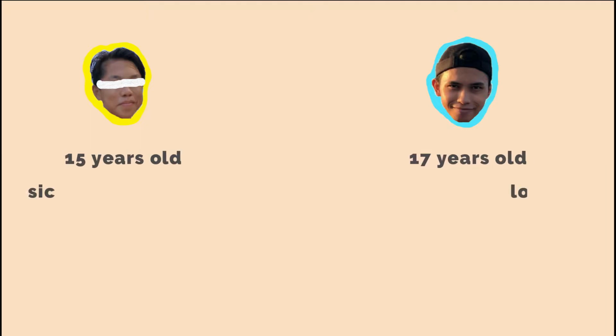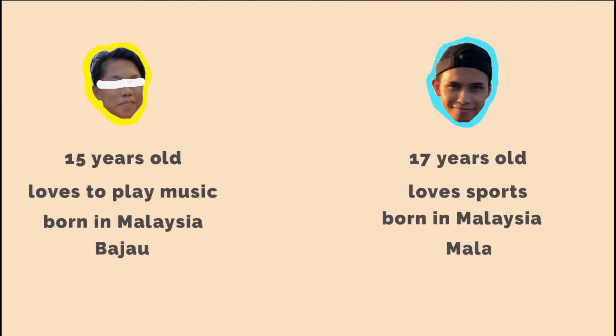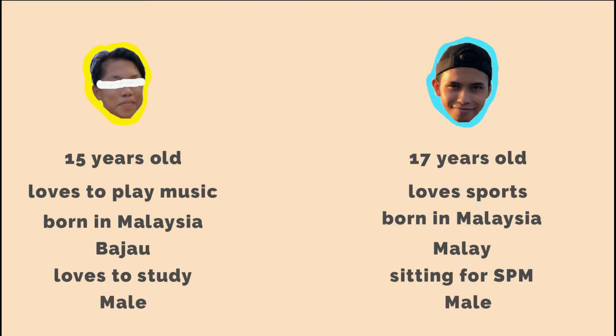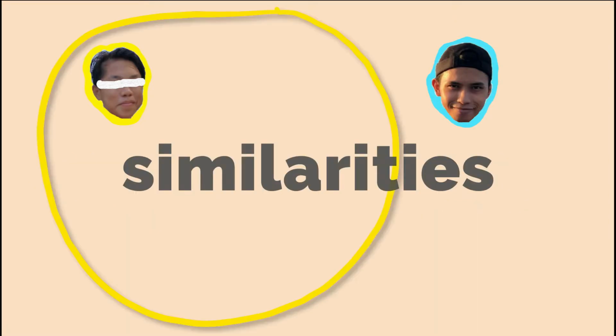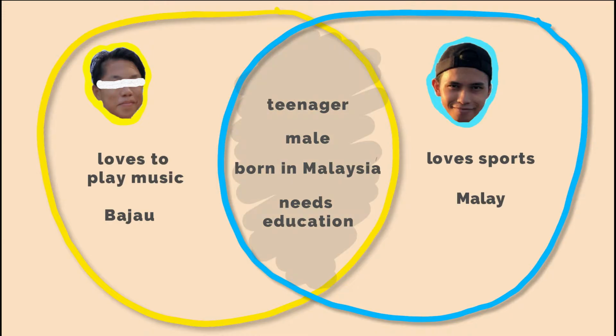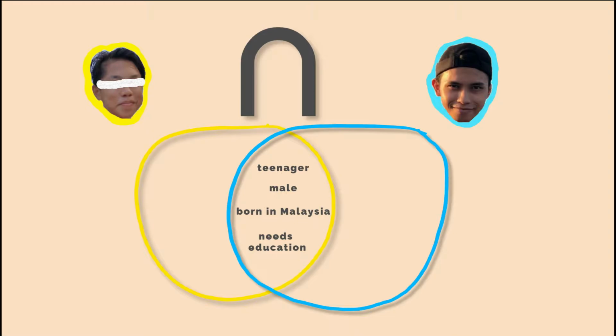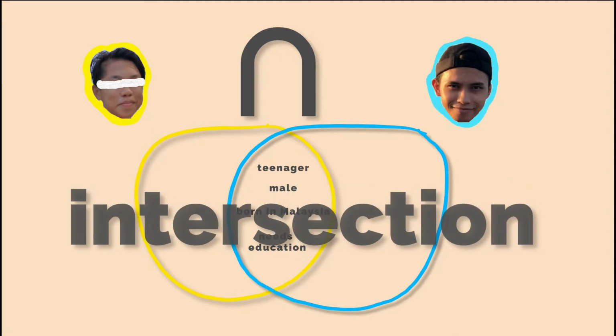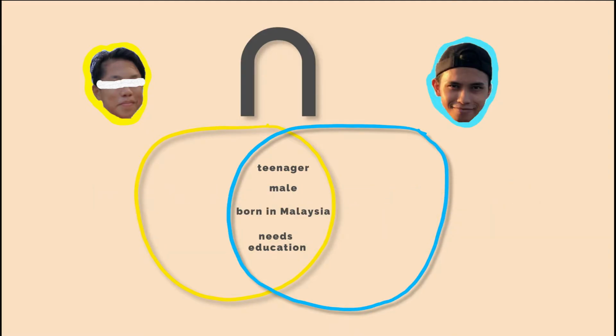Okay, now we have Azman and Safwan. Let's group their characteristics and personalities into a graphical form, which in this case, we're going to use a Venn diagram. All similarities between Azman and Safwan can be drawn with this intersection. In mathematics, we use this symbol to show an intersection between two sets.